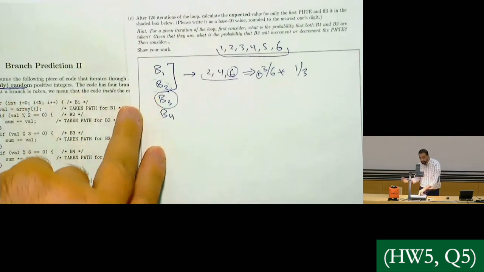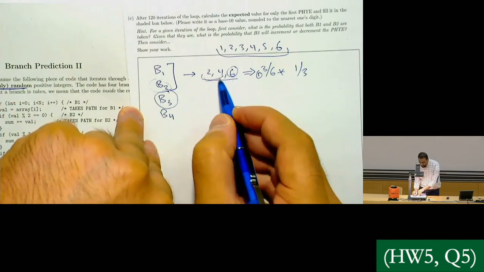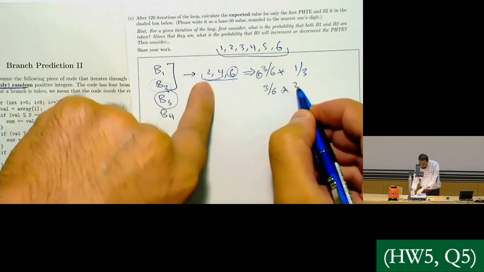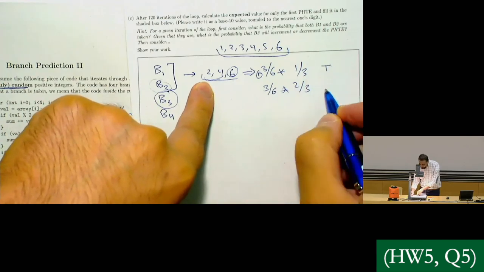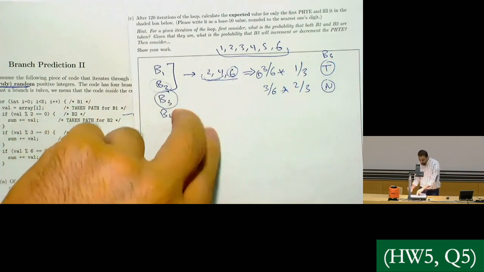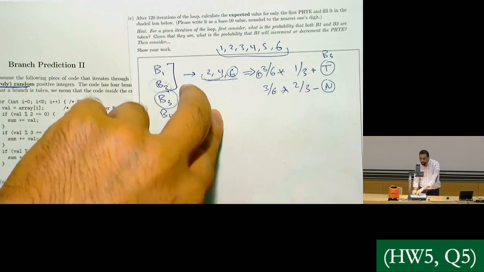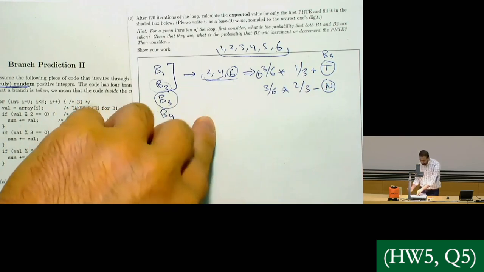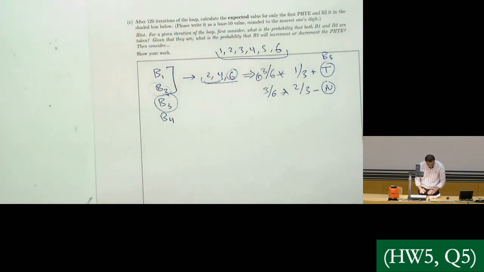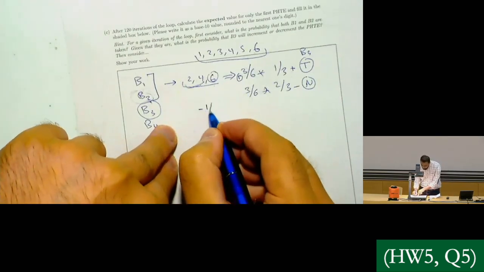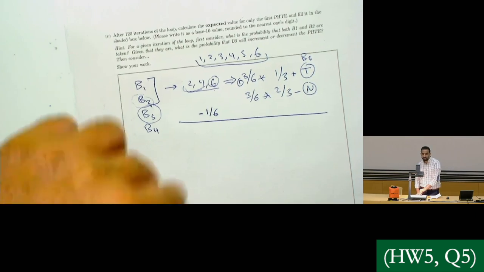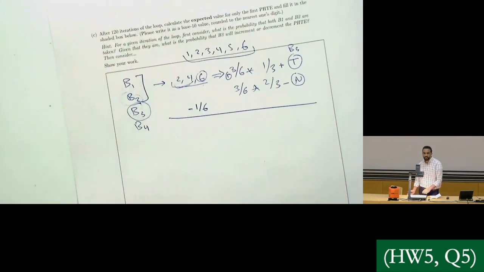Now, for B3 to be not taken, which is the other two values, it is 3 out of 6 multiplied by 2 out of 3. So this is taken, this is not taken for B3. Now what's the total? This should be in plus, and this should be in minus, because I'm decrementing whenever a branch is not taken. So do the math, you will get minus 1/6. Any questions so far? Just add them together, that's it. Simple math, right?